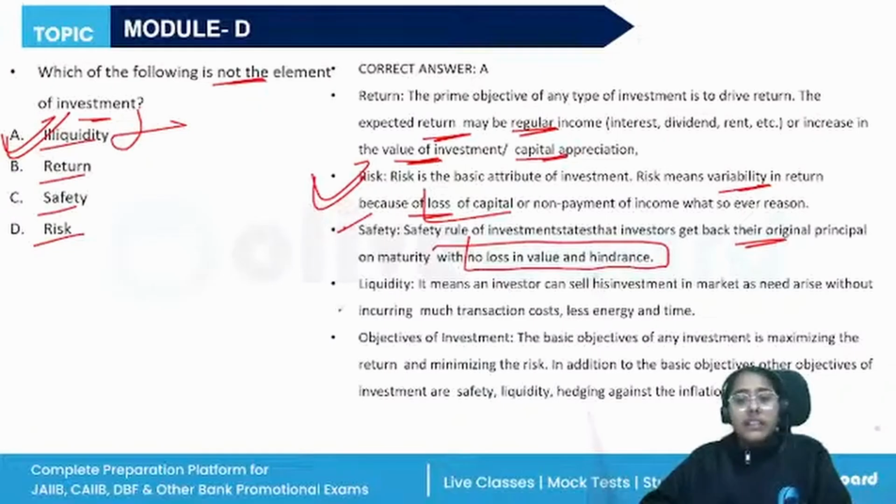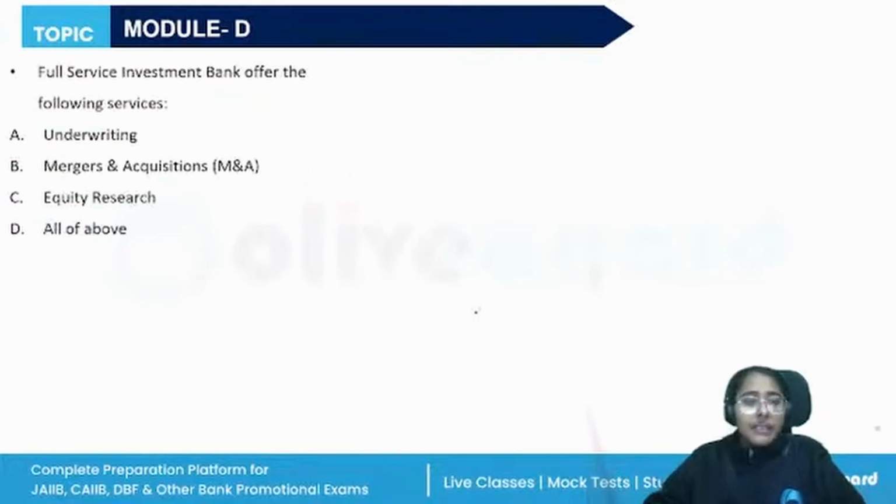This is the safety factor. Then liquidity. The investor can sell their investment in the market as need arises without much transaction costs, less energy and time. So the investments are liquid. And finally, we have the objectives, which can be maximizing the return and minimizing the risk. This is the basic objective. Apart from that, other objectives can be safety, liquidity, hedging against inflation, and it will differ from one investor to another, depending upon her or his risk appetite. So these are the elements of investment.